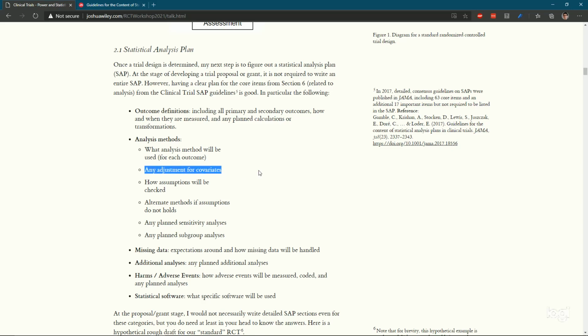Whether there's going to be any adjustment for covariates, how you'll check assumptions, alternate methods if the assumptions do not hold. For example, if normality is not met, will you use bootstrapping or some non-parametric method? Any planned sensitivity analyses, any subgroup analyses.